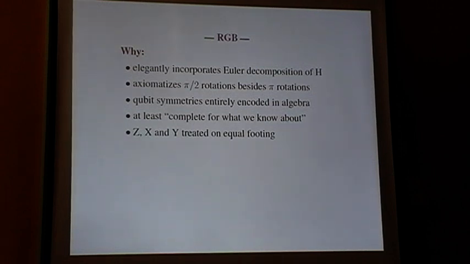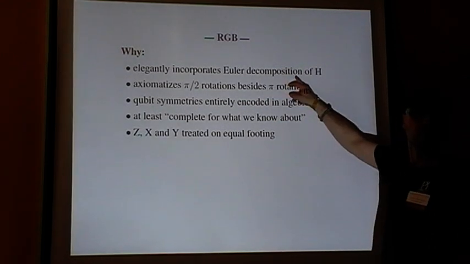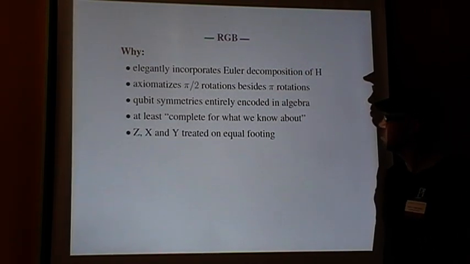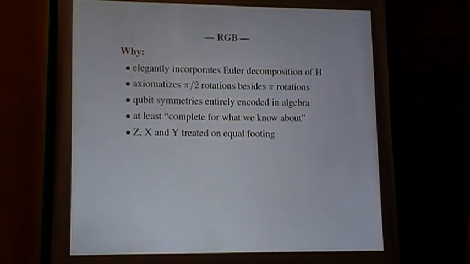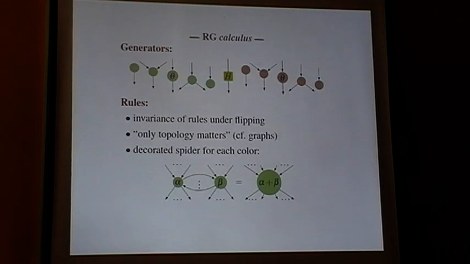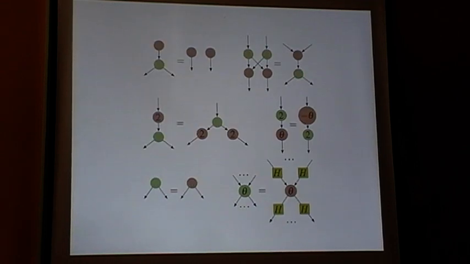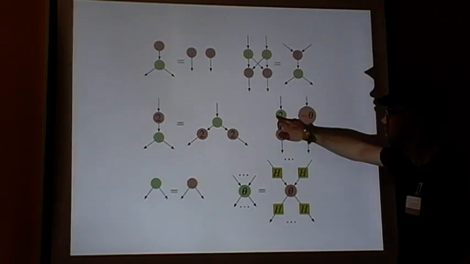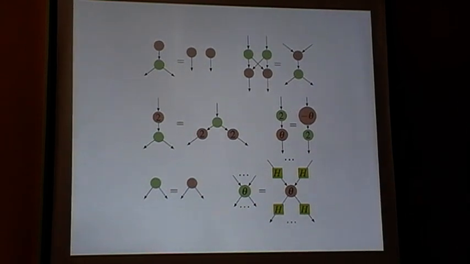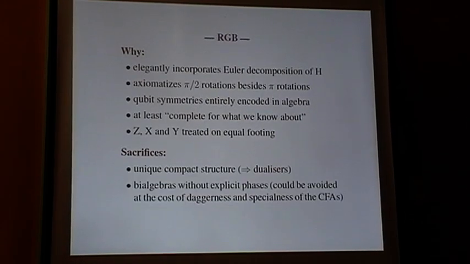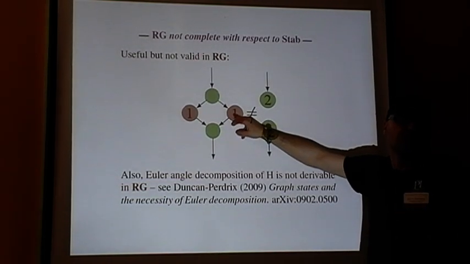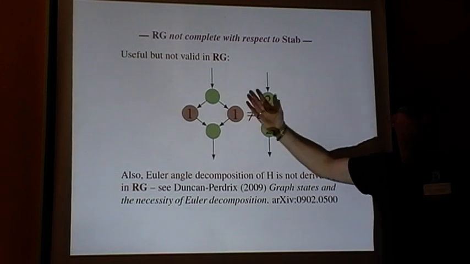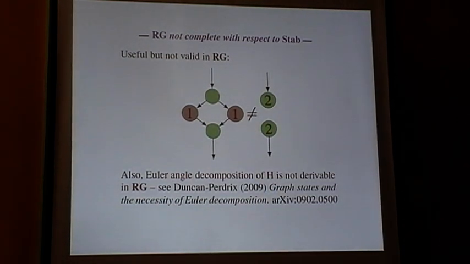So we go to the three-color calculus. Why? Because it elegantly incorporates these Euler angle decompositions, which proved to be essential. It rather axiomatizes pi over two rotations besides pi rotations, if you remember. So this calculus doesn't say anything about pi over two. So this means pi, actually. It says something constructive about pi, nothing about pi over two. And for example, this rule crucially involves pi over two. The rules don't say anything about it, so why would you expect that you can say something about an equation like this?